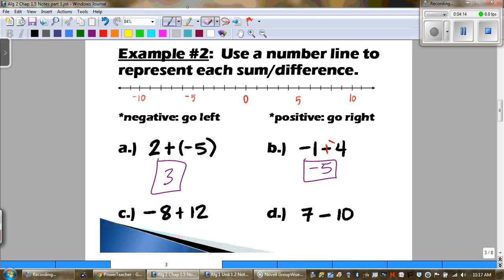Number C, we start at -8 plus 12. 1, 2, 3, 4, 5, 6, 7, 8, 9, 10, 11, 12, which leaves me at +4. Since we were adding, we go to the right. For D, why don't you try D all on your own? Go ahead and pause the video and see how you do.